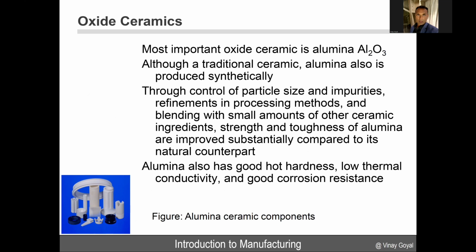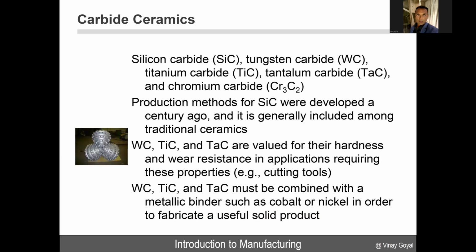So through controlling the particle size and impurities in the processing methods and blending with small amounts of other ceramic ingredients, you can improve the strength and toughness substantially compared to the natural counterpart. Aluminum also has good hot hardness, low thermal conductivity, and good corrosion resistance. And so here you can see some aluminum ceramic components.